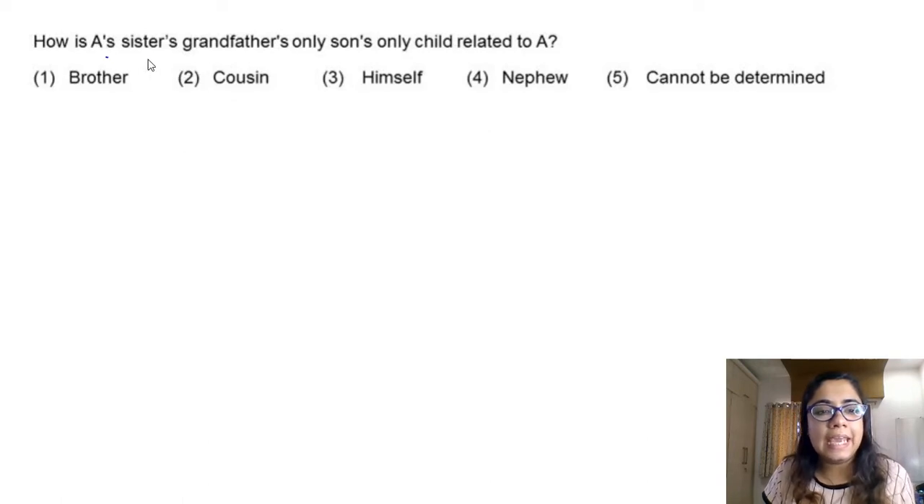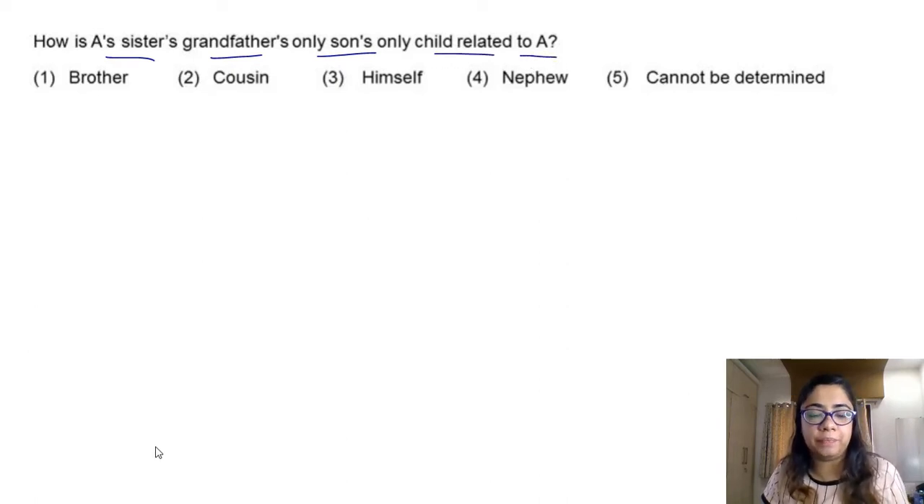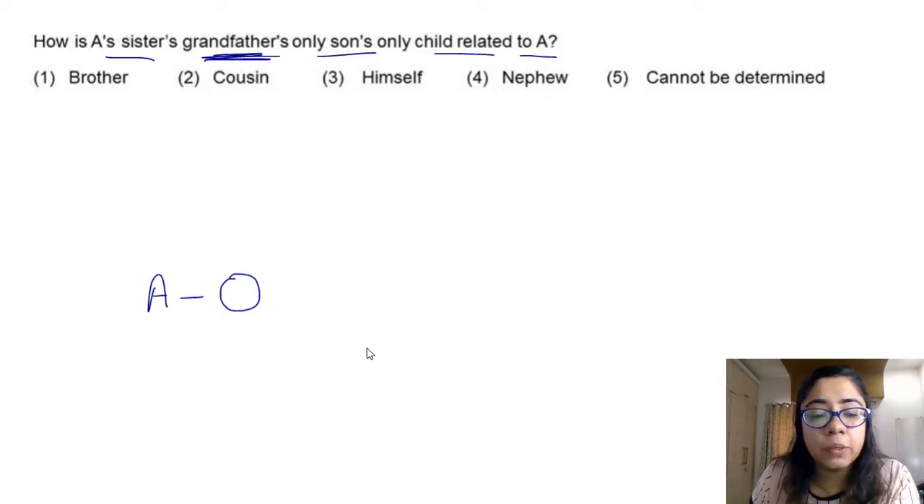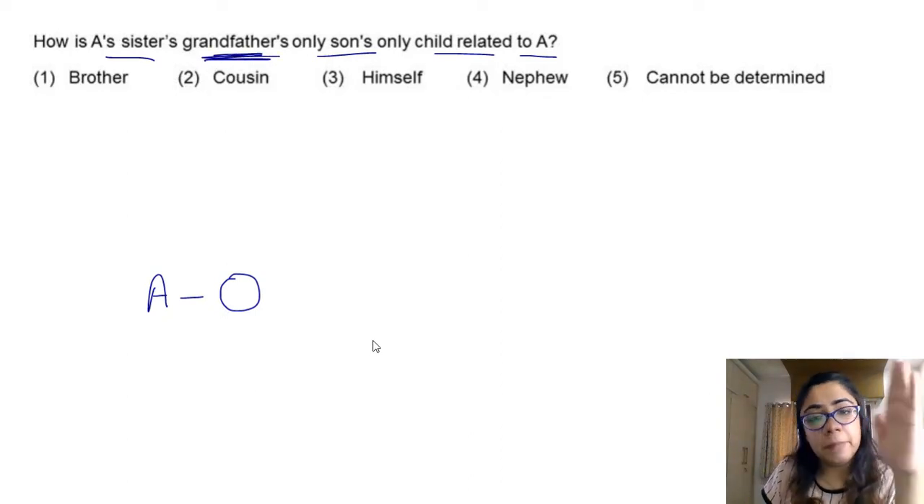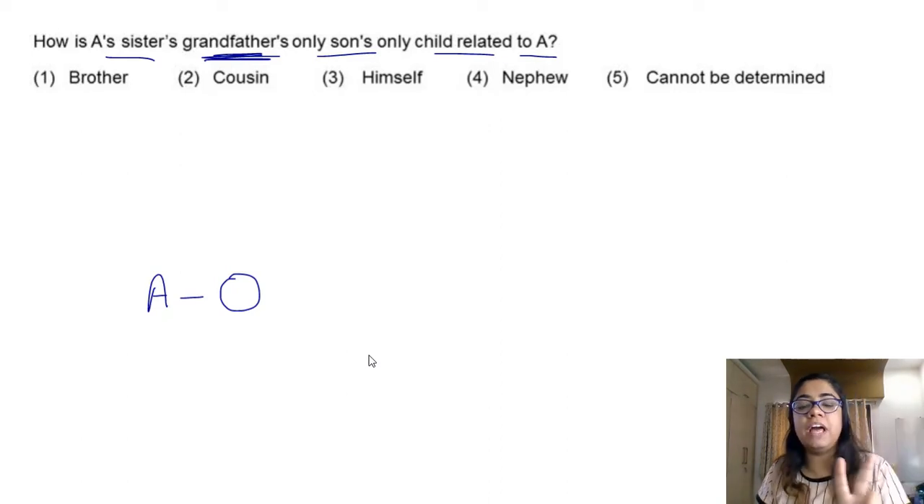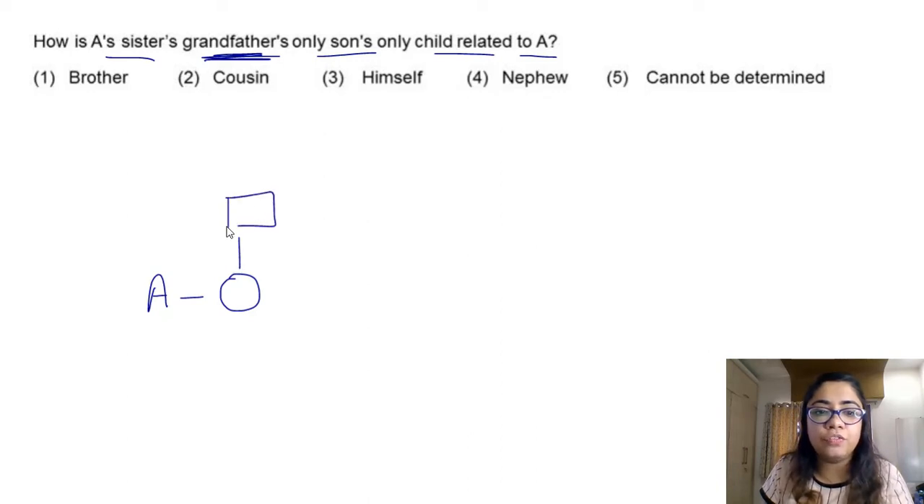How is A's sister's grandfather's only son's only child related to A? Okay. Now let's go step by step. A's sister's grandfather. But the question is which grandfather? Maternal grandfather or paternal grandfather? You don't know. So you will have to make 2 cases. Let's say paternal grandfather, so father's father. This is one case.